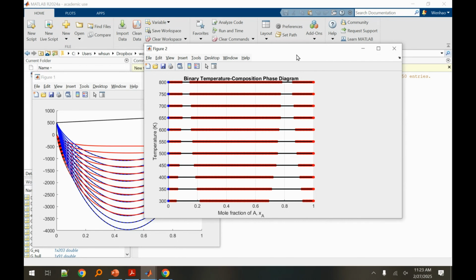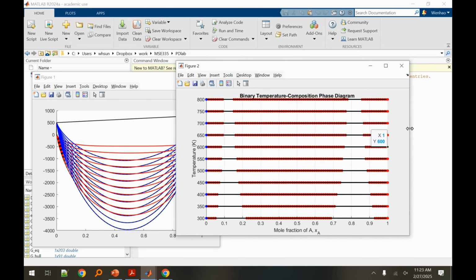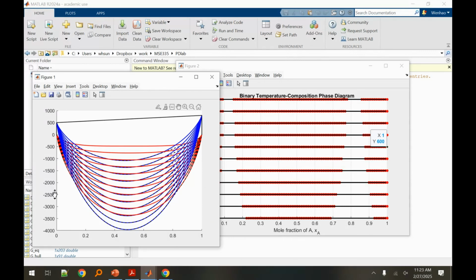But let's see. It is getting some things right. It's getting this two-phase coexistence over here correctly. The liquid, oh, this should be blue. Yeah, so if this were blue, that would be good.